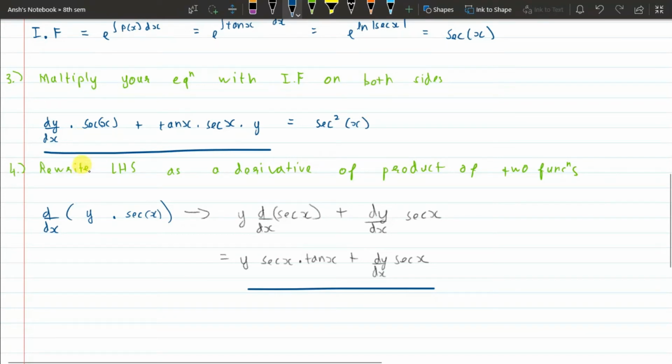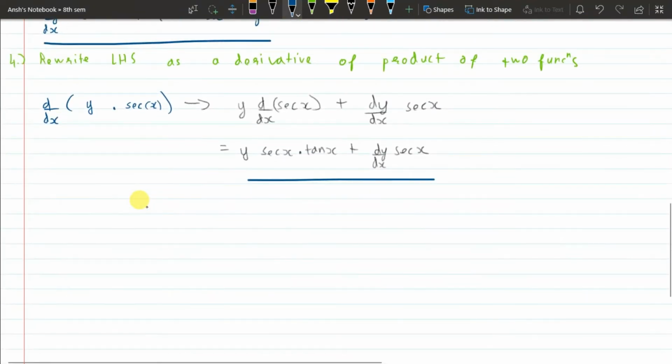And a trick that I use to know what the two functions are: the first function will always be y, which we have to solve for. So we have to solve the equation for y. The first function will always be y, and the second function will always be the coefficient with the first order derivative. So the coefficient with the first order derivative is sec x, and so the second function in the product will always be that coefficient. So that's just a little trick that I use, and we'll make use of it in the next example.